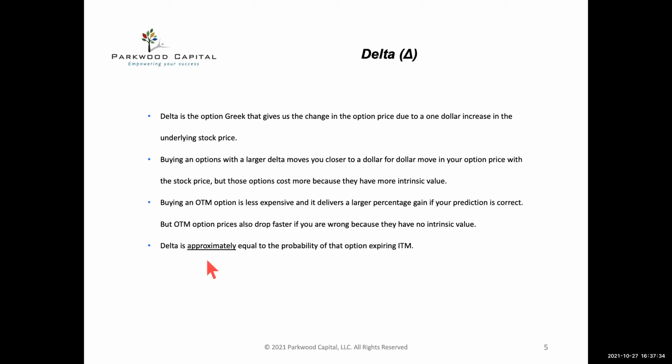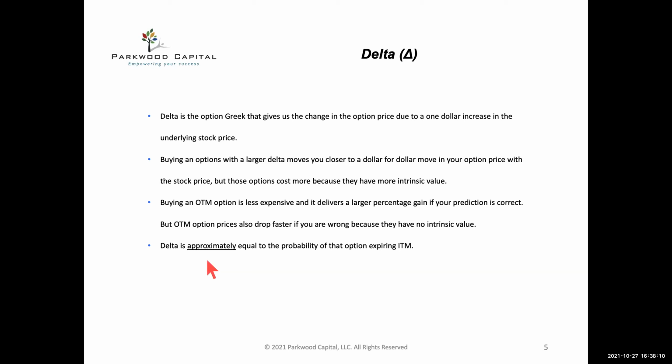Now, if we buy an option that's deeper in the money, obviously it's going to move closer to the value of the stock. It's going to have more leverage, if you will. If you buy it out of the money, that's a cheaper option because there's no intrinsic value in the option. So if the prediction that the price is going up occurs, you have a much larger percentage gain because you paid less for the option to start with. But on the other hand, if it goes the other way, the losses mount much faster because you don't have any intrinsic value in the option.